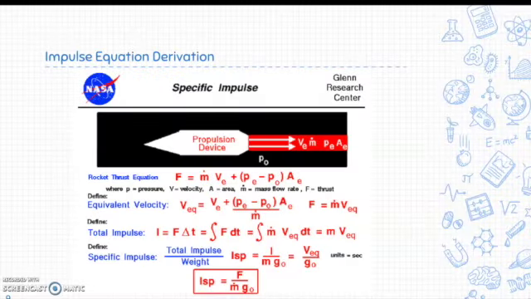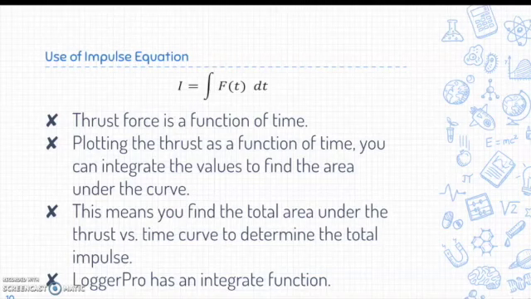So this is our impulse equation derivation. You can see the final equation down at the bottom. Okay, and the thrust force is a function of time. So plotting the thrust as a function of time, you can integrate the values to find the area under the curve. This means that you find the total area under the thrust versus time curve to determine the total impulse. Now, if we were in school, we'd be using LoggerPro to have this integrate function. However, we will be using a simulation.